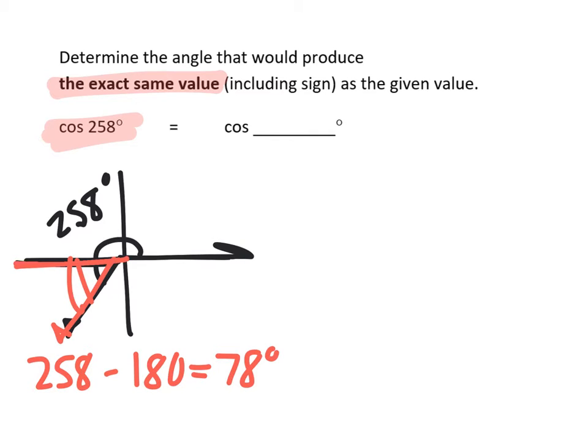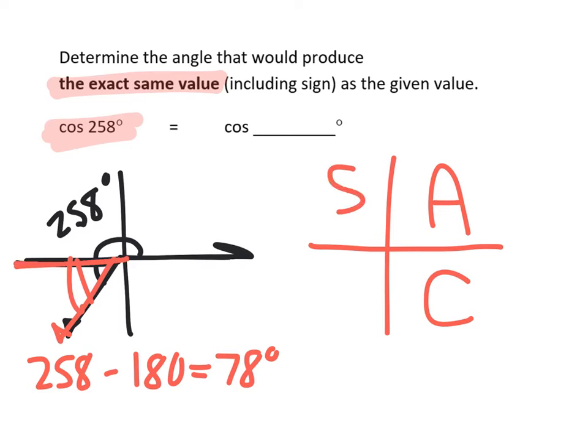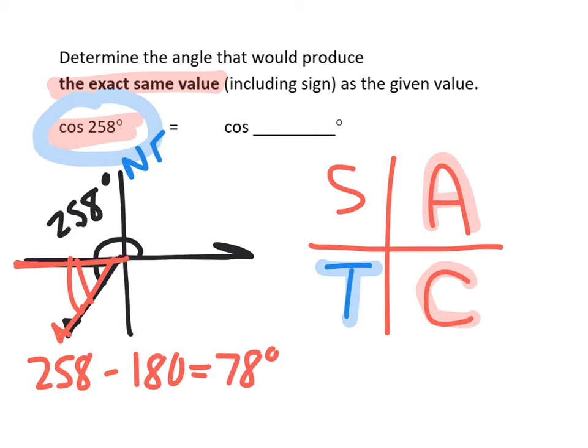Now, having said that, we want to think about where cosine is positive and negative and so on. So we use the CAST rule. Now, the CAST rule tells us where cosine's positive and negative and so on. Cosine would be positive here where the C is and positive here. Now, the angle that we were given, this one right here, 258, is in this quadrant, which means this will be a negative value. So we want another negative value for cosine, and that would happen in this quadrant right here.